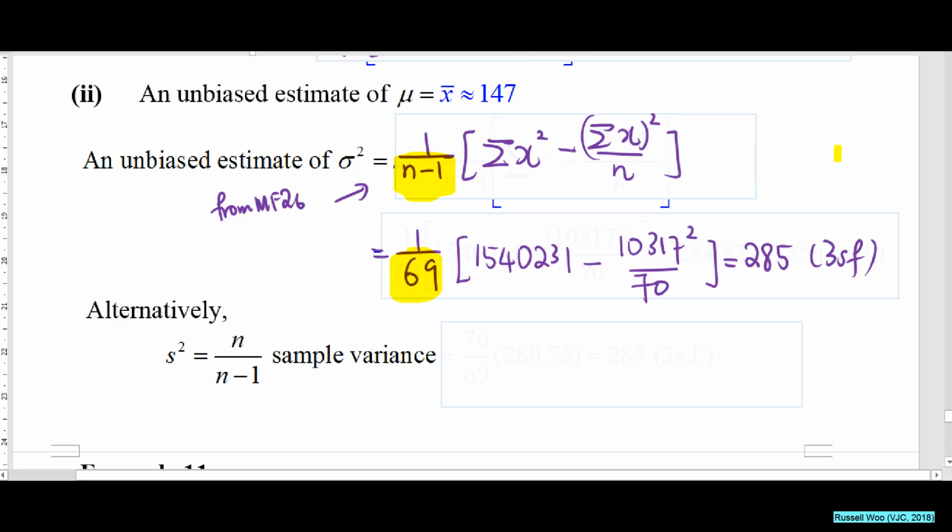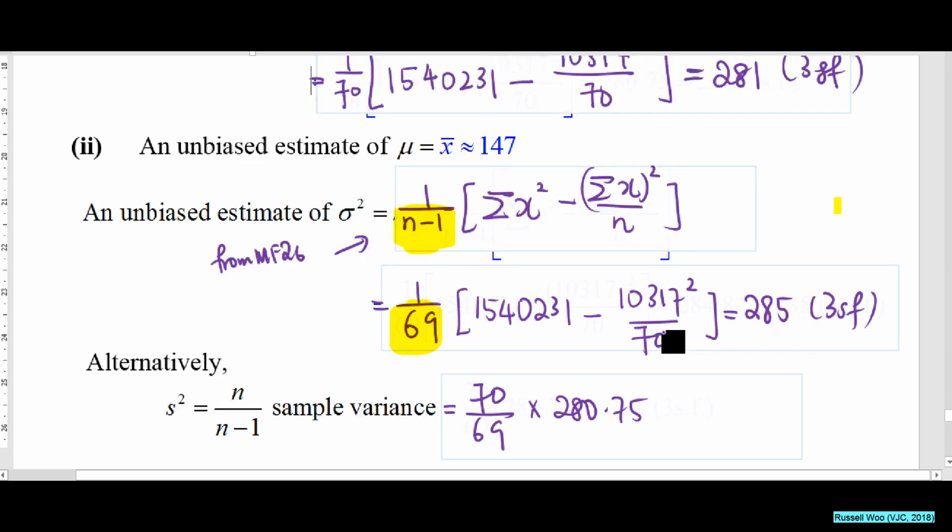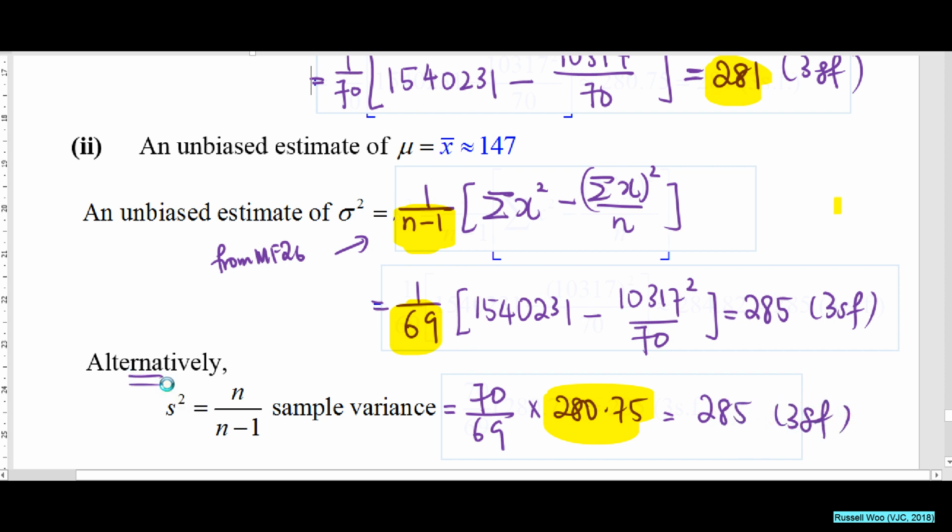Of course, you can use an alternative. You say, oh, okay, I know the relationship between S squared and sample variance. You can just say this is equal to 70 over 69 times 280.75. This one is from here. 280.75 equals to 285, 3 significant figures. Now this is an alternative. If you can see the relationship between S squared and sample variance, you use that. Same, doesn't matter.